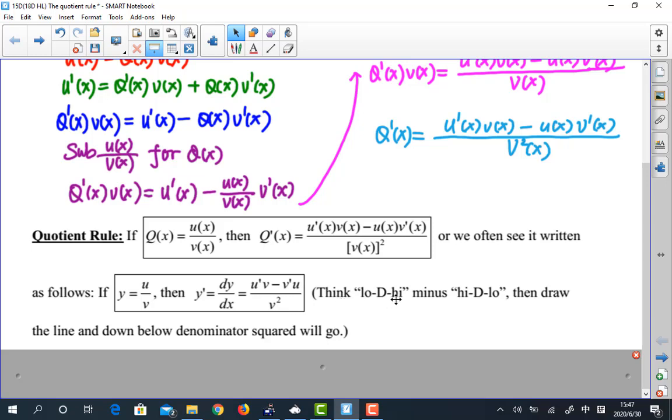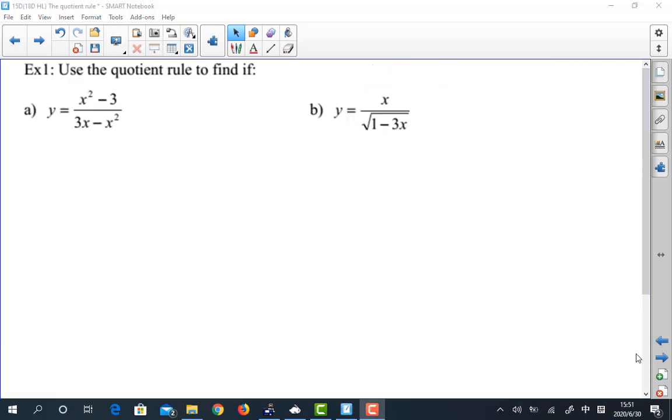We have a riddle to help you remember this quotient rule. So it's called low d high. Low times the differentiation of high minus high d low. High times the differentiation of the low. Then draw the line and down below, denominator squared will go. So usually later I will just say low d high minus high d low divided by v squared to go. Right now let's apply the quotient rule to find each derivative.